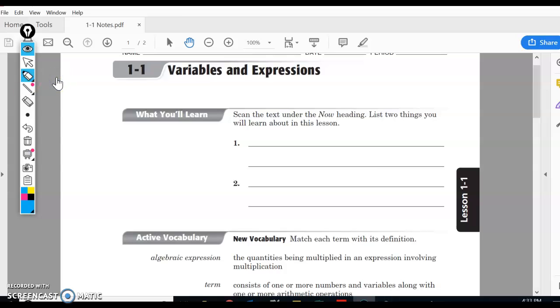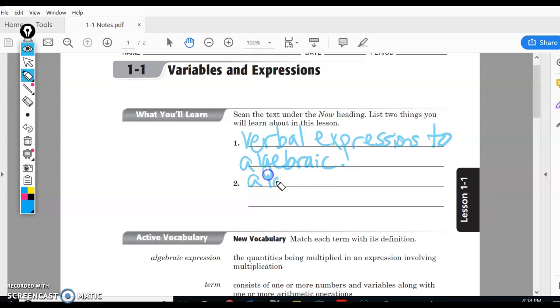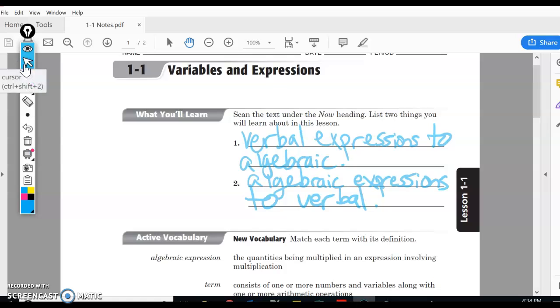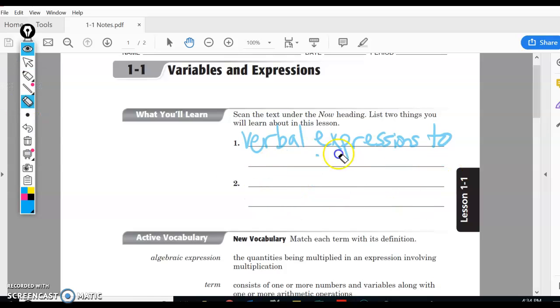Today's video is on variables and expressions 1-1. Two things you will learn in this lesson are being able to take verbal expressions and change them to algebraic ones, and doing the other way: you are going to take algebraic expressions and translate them to verbal sentences. Okay. Next thing we're going to do is work on matching.